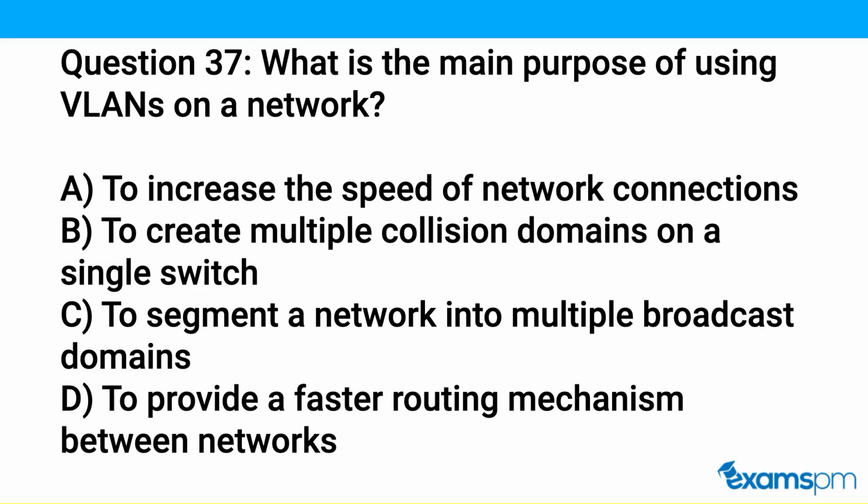Question 37. What is the main purpose of using VLANs on a network? A. To increase the speed of network connections. B. To create multiple collision domains on a single switch. C. To segment a network into multiple broadcast domains. D. To provide a faster routing mechanism between networks.